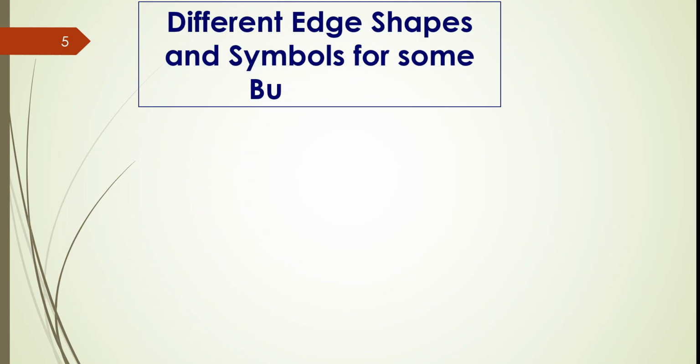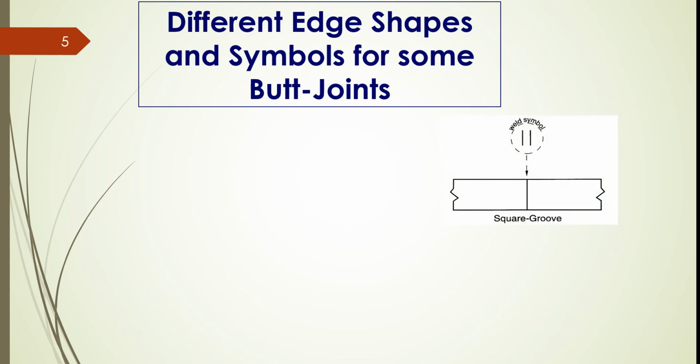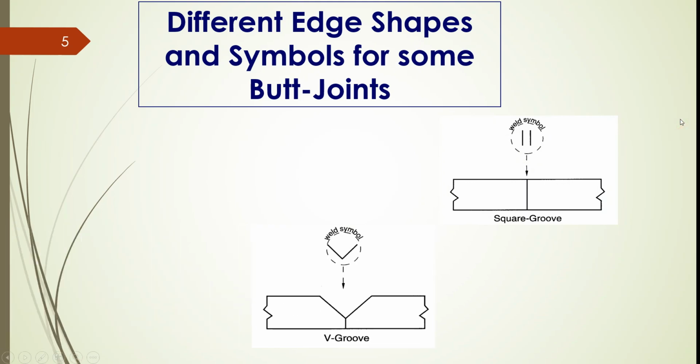And different edge shapes and symbols for some butt joints. So this is a square groove, and the weld symbol for the square groove is shown here. And this is the V groove. So the weld symbol is shown as in the form of V. And this is the bevel groove, and the weld symbol is shown here.